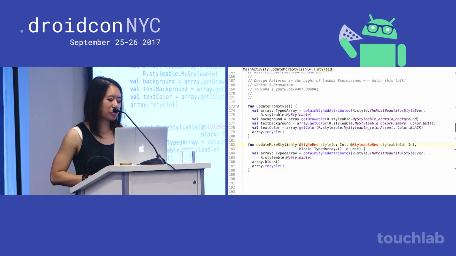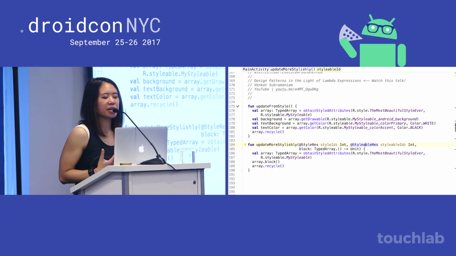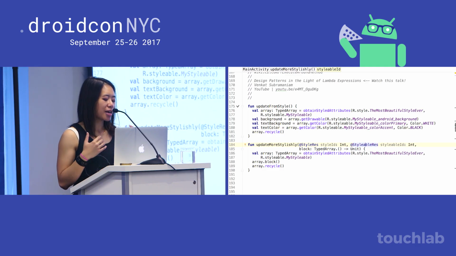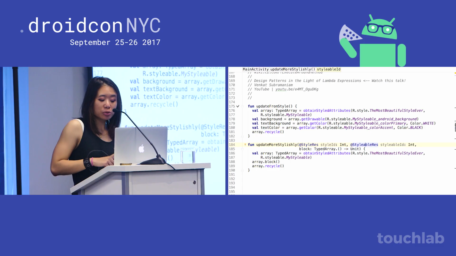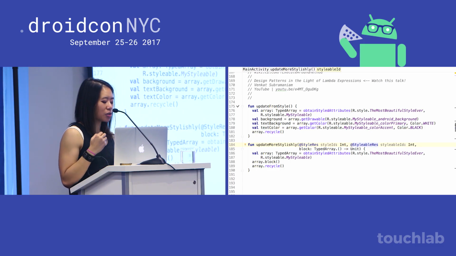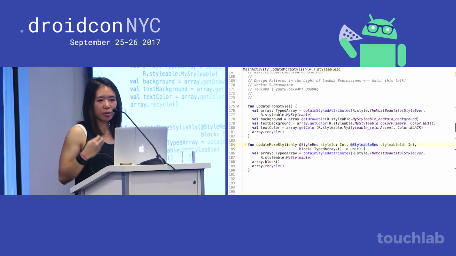So I can use the lambdas with receivers syntax and create a method that alleviates me of this ceremony. Here in this higher order method, I have 3 parameters: a style resource ID, a stylable resource ID, and a lambda with receiver. And the first thing I need to do is obtain the style attributes.